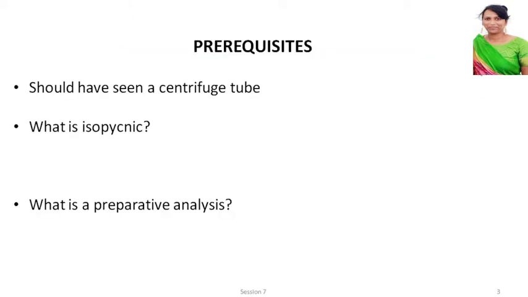So what are we going to study and what are the prerequisites is very important. So prerequisites, you should have seen a centrifuge tube. Have you all seen a centrifuge tube? You have to know what is isopycnic, and what is a preparative analysis. Okay, these three things you should know. Just recall with me and check if you know them.